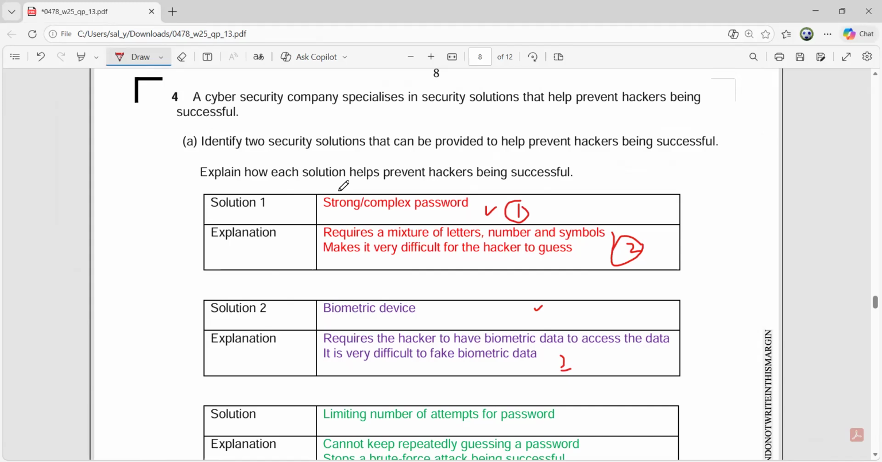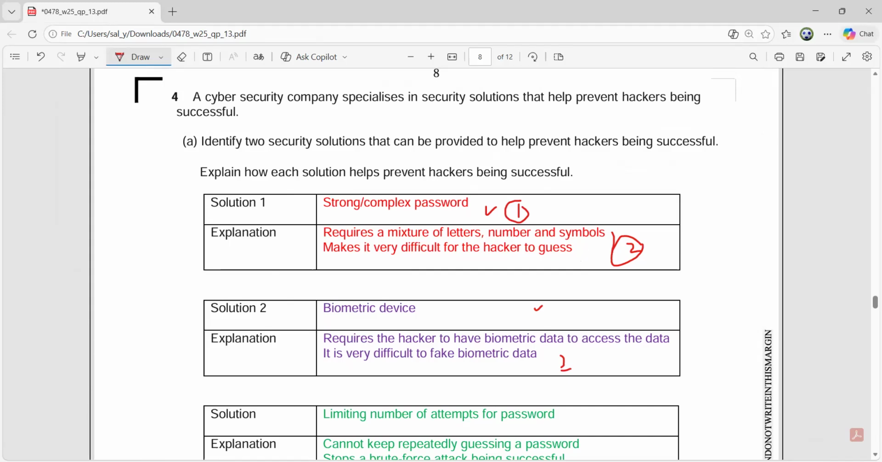So that is why biometric is going to require the hacker to have biometric data to access the data. He may take me with himself, fine. Otherwise, it is very difficult to fake. Anyone can guess the password, fine. Anyone can look at the password by shoulder surfing. He can know your passwords, but biometric is nearly impossible.